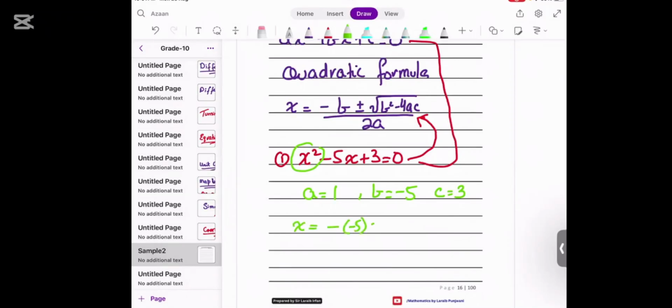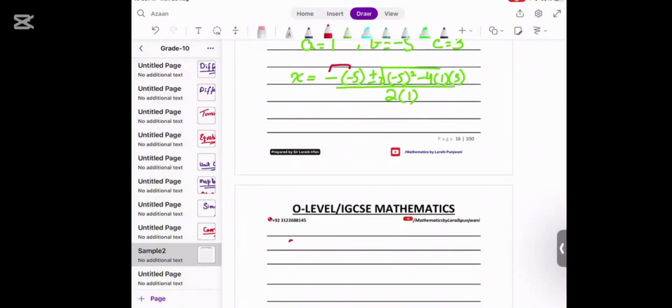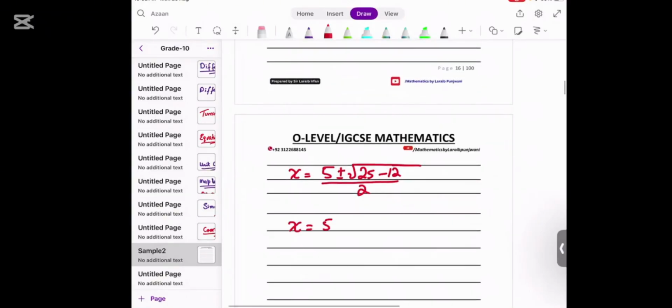b is minus 5, so I write minus 5. Again, minus 5 is square, minus 4 times a and c, divided by 2a, and a is 1 again. Now this minus and this minus will be positive. So we get 5 plus minus, and negative 5 square is positive 25 because the power is even. So the negative value will become positive, and 4 ones are 4, and 4 threes are 12, divided by 2 ones are 2. Now in the square root, we got 13.